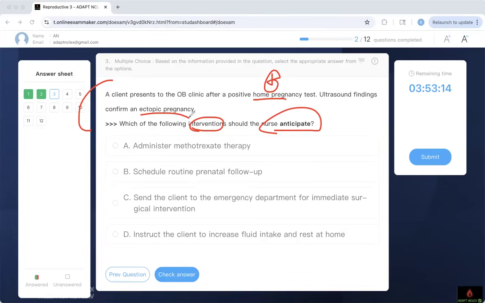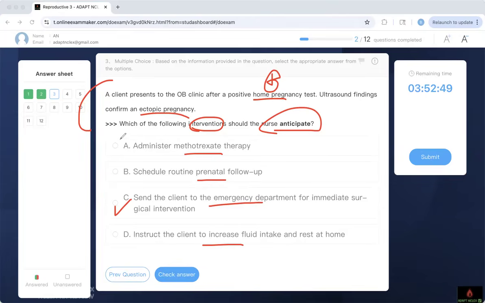This patient has ectopic pregnancy, and the patient is pregnant. What would you do? Give them methotrexate, schedule them follow-up, send them to the emergency room for surgical intervention, or increase fluid intake? This is a classic safety question. The right answer is 3, C.